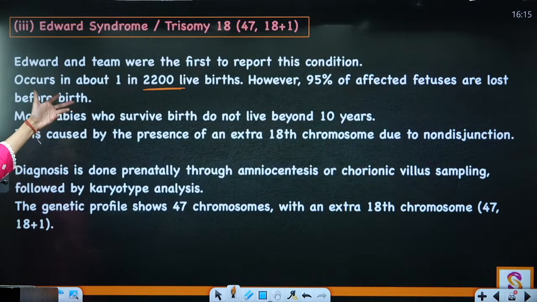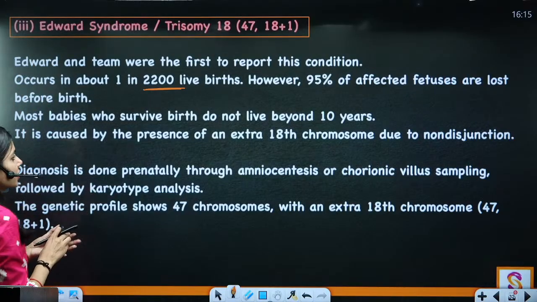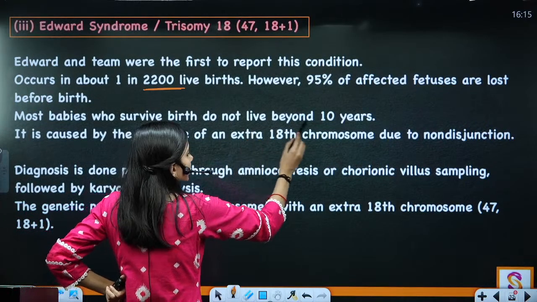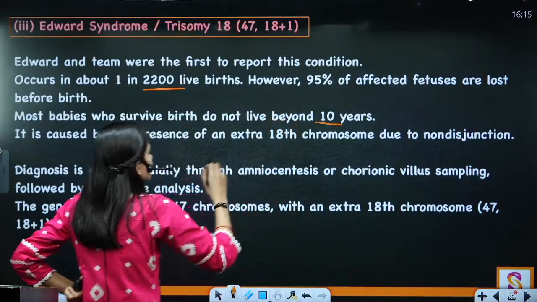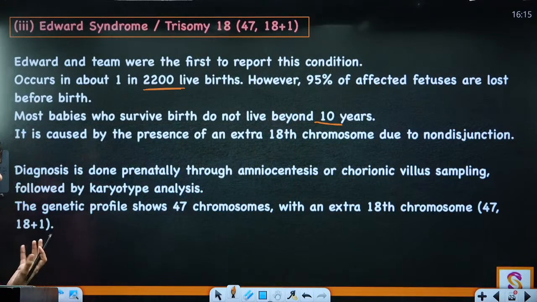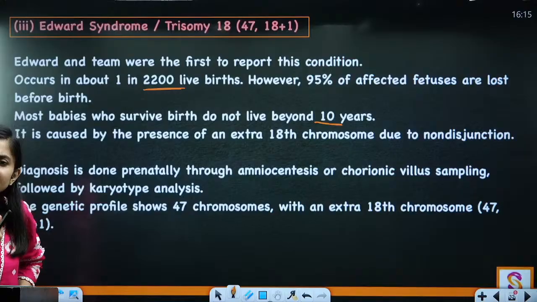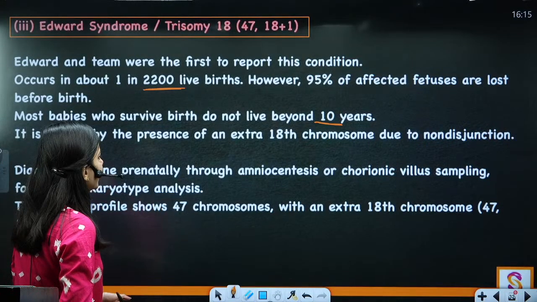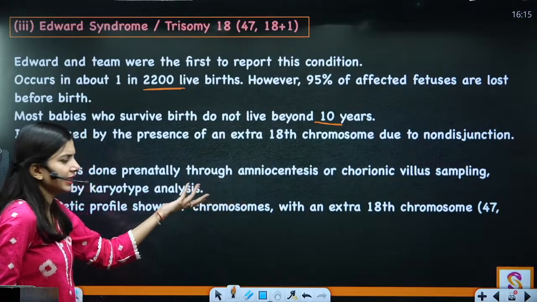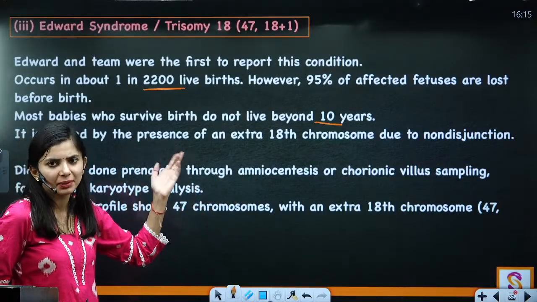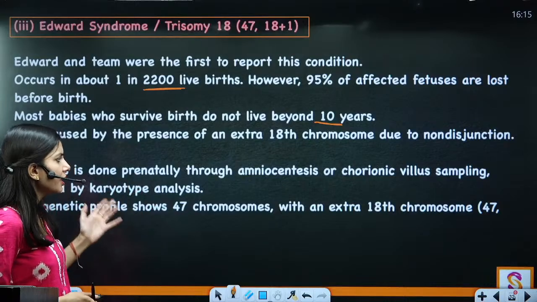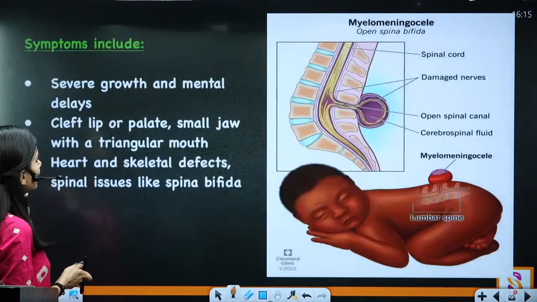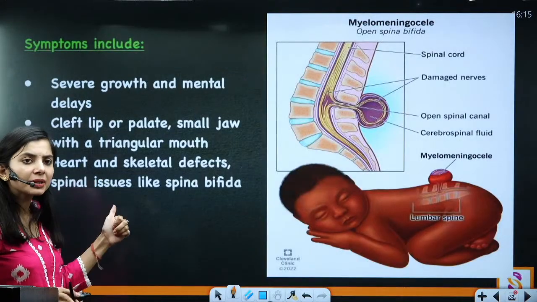How and in what way could it be? Most babies having Edward syndrome used to survive, but only till 10 years. They do not live beyond 10 years. Why? Because it used to show some sort of skin disease, some sort of other deformities. So that's why. How can we analyze it? Based upon this test only. I have repeated it multiple times, no need to repeat it again. So this is how we have Edward syndrome. Fine. What are the symptoms?